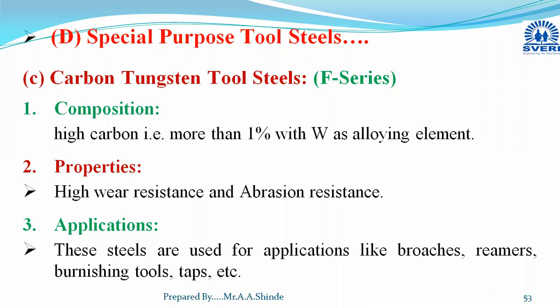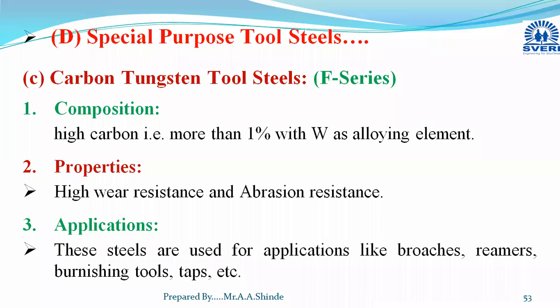and due to the presence of this tungsten and high carbon percentage, the tungsten will form its respective carbide. These carbon tungsten tool steels will provide high wear resistance and abrasion resistance, along with very good toughness and hardness. Hence, these carbon tungsten tool steels or F series tool steels can be used for manufacturing of different kinds of tools like broaches, reamers, taps, or burnishing tools.